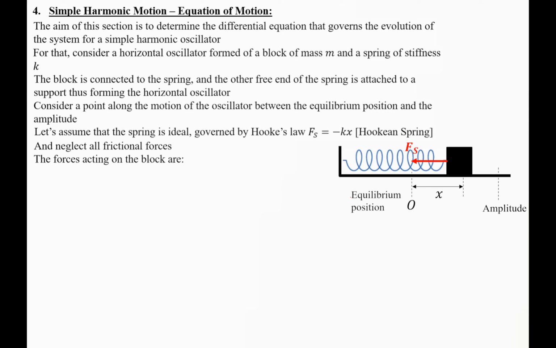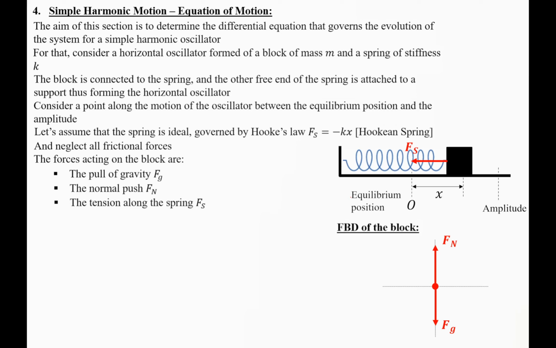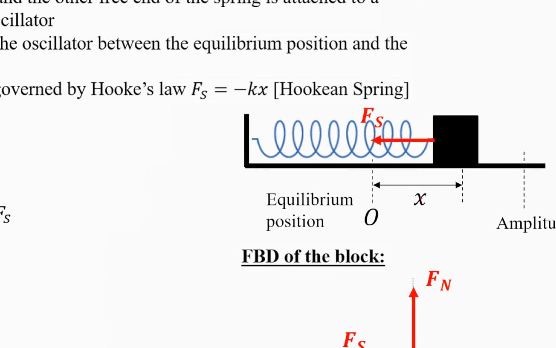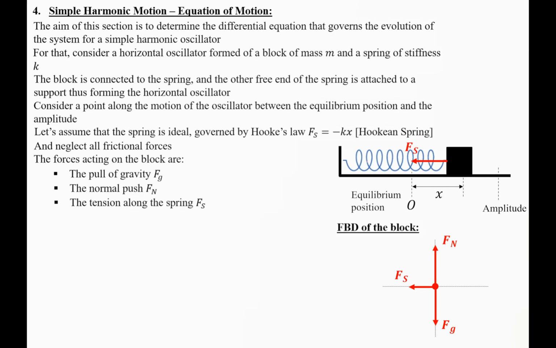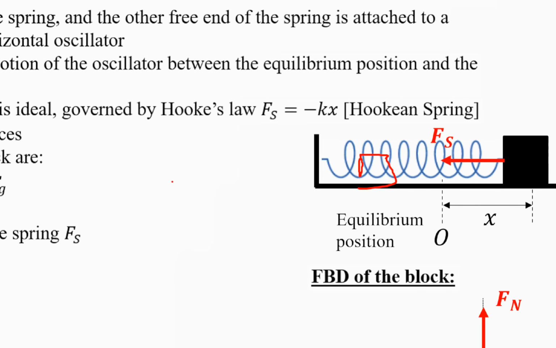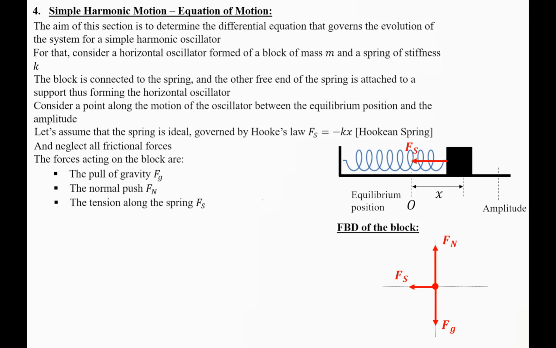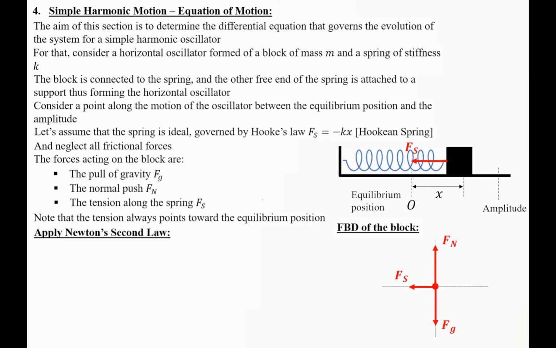The forces that are acting on the block would be the pull of gravity down, the normal push up, and the tension in the spring. So here we're doing the FBD for this particular position. If we wish to do the FBD for this particular position, we know that the pull of gravity would be down, normal pushes up, but the force of the spring would be pointing toward the right. Note that the tension always points toward the equilibrium position, and now we can apply Newton's second law after utilizing the forces that are acting on the block.